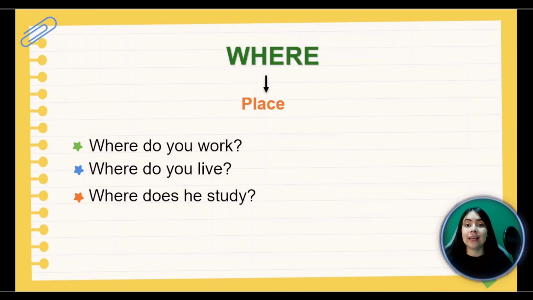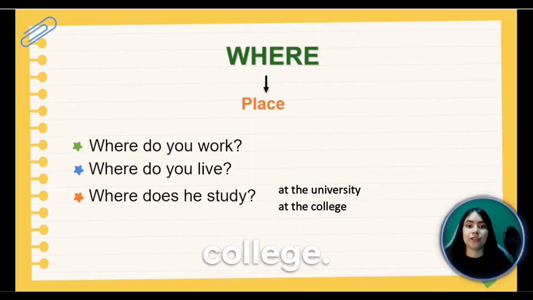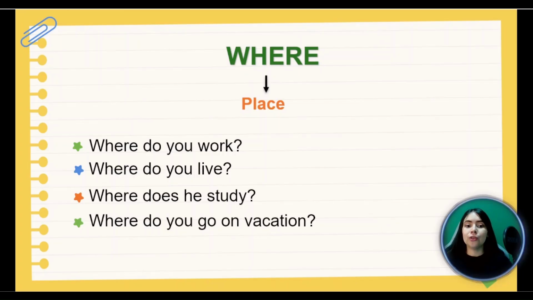Where does he study? He studies at the university, at the college. Where do you go on vacation? I usually go on vacation to the beach. I usually visit my family on vacation. Now pay attention to the next video to see more examples with this WH.